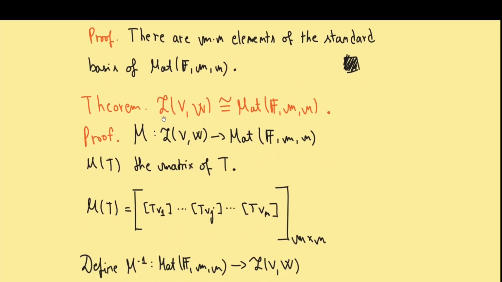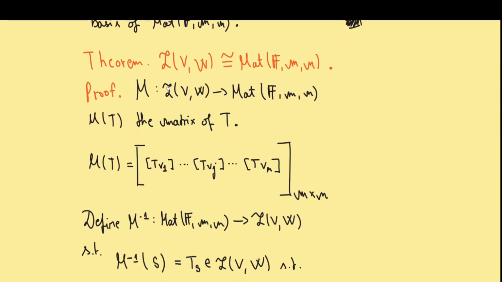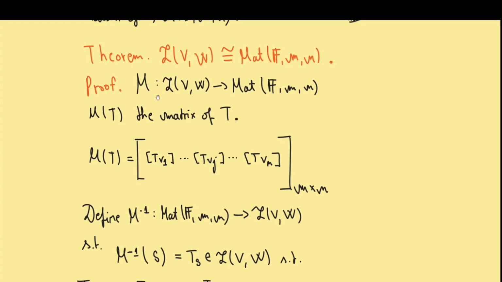And now let's show that the space of all linear transformations from V to W is isomorphic to the space of all matrices of dimension m times n, where n is the dimension of V and m is the dimension of W. So to each linear transformation, we can get its corresponding matrix relative to some bases we fix. So we have this mapping M. So M of T is the matrix of T.